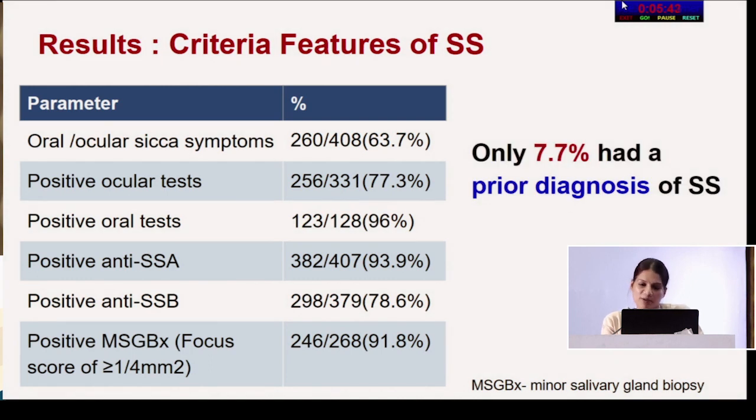And it is not surprising that only 7.7% had a prior diagnosis of Sjogren's, because these patients would not have sought medical attention for their very subtle sicca symptoms, which were easily elicitable in history.